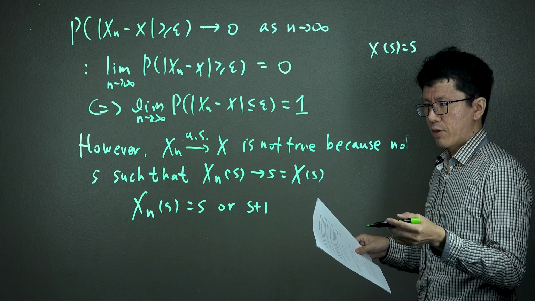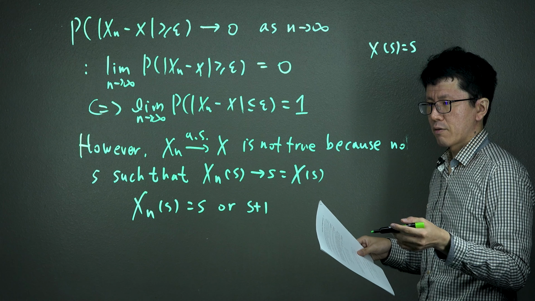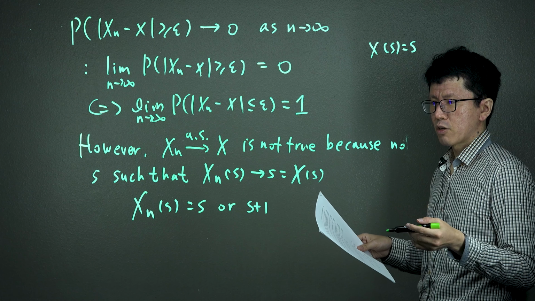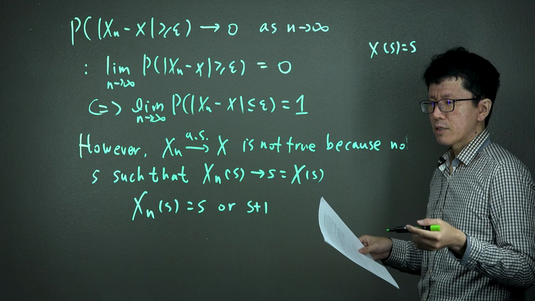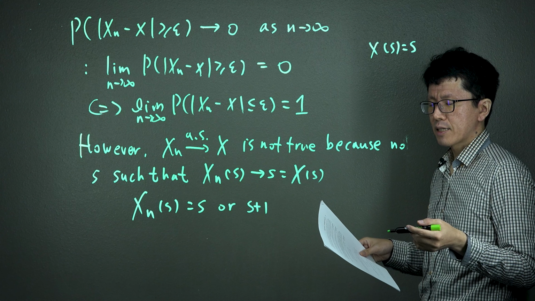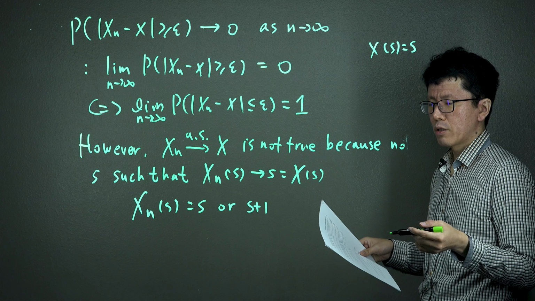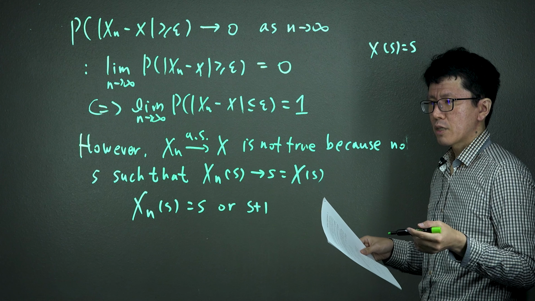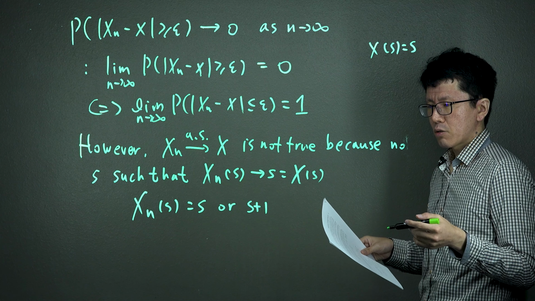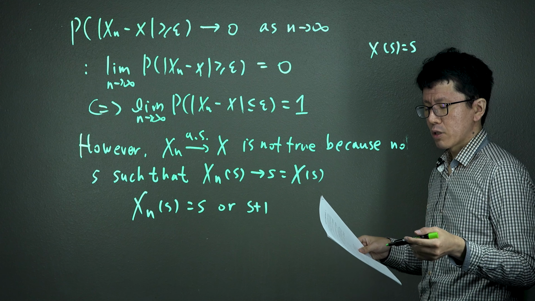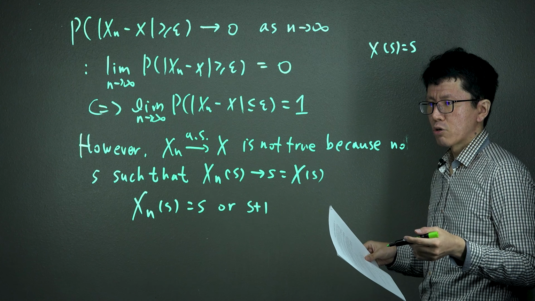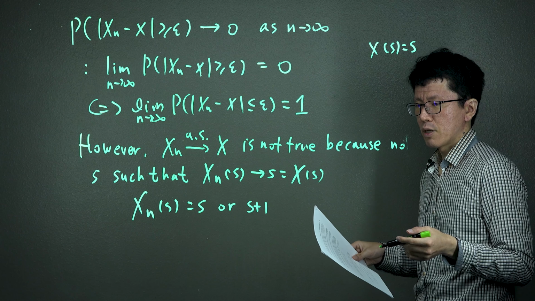If Xn(s) is s, then the distance is equal to 0, but the distance between Xn(s) and X(s) can be s plus 1 minus s, which is 1, when the indicator is equal to 1. So Xn(s) always takes the two values, so it does not converge almost surely to X(s), which is s.